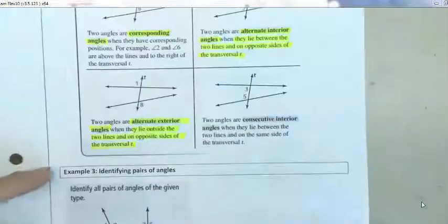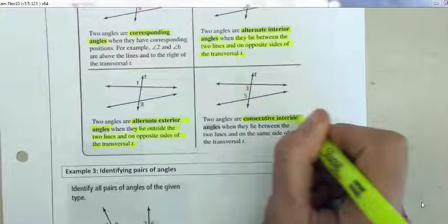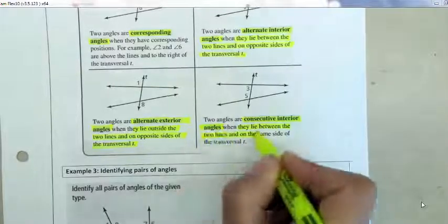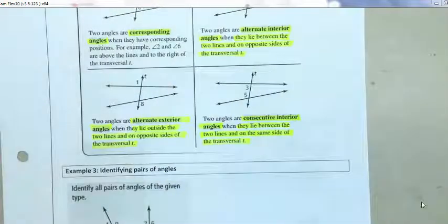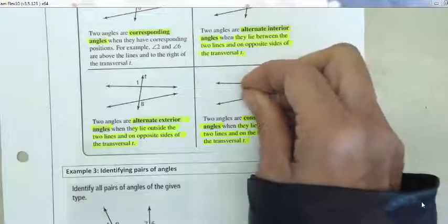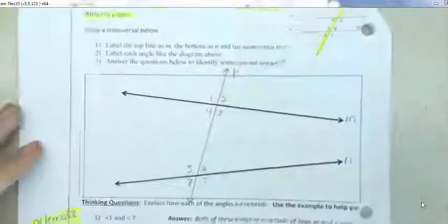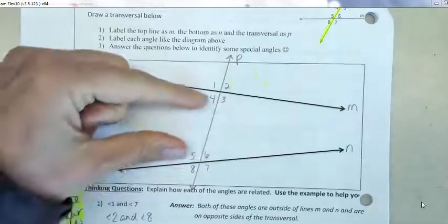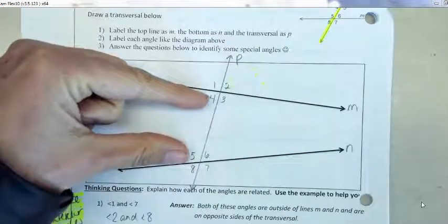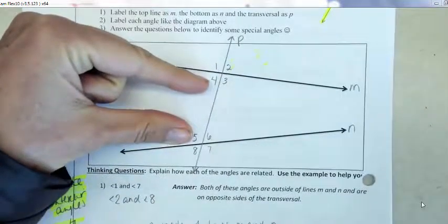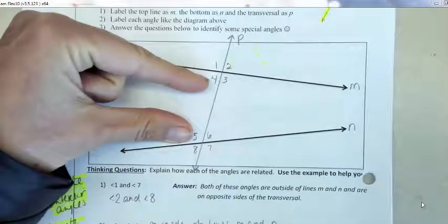Okay, and the last type are consecutive interior angles. Consecutive interior angles lie between the two lines, or on the inside, and on the same side of the transversal. So inside and on the same side is consecutive interior. So for example, in the example we had, they're both on the inside and on the same side of the transversal. So these are consecutive interior, 4 and 5 and 3 and 6.